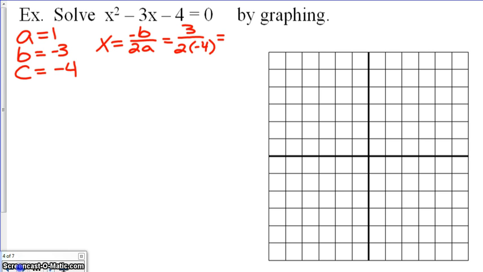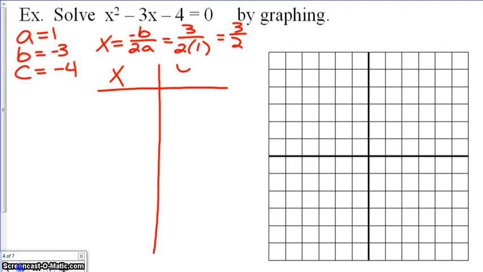When we simplify this, 2 times 1. A value is 1, not c value. When we simplify this, we get 3 halves as the x-coordinate of our vertex. So when we make our t-table, 3 halves, or 1.5, goes in the middle of our t-table.